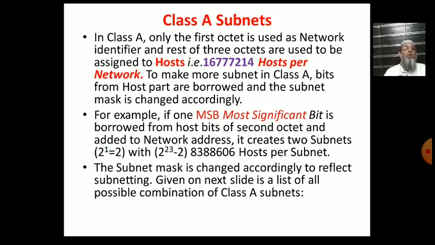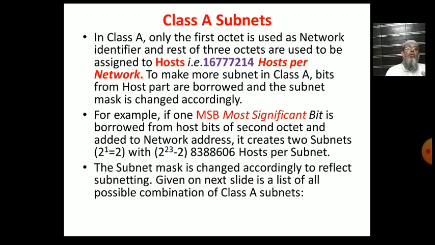Already we have identified the network through the network address. Now the borrowed bit will differentiate the subnetworks. So if you are borrowing one bit, 2 raised to 1 is equal to 2. So we are dividing one network into two subnetworks by borrowing one bit from the class A second octet, the most significant bit, one bit.